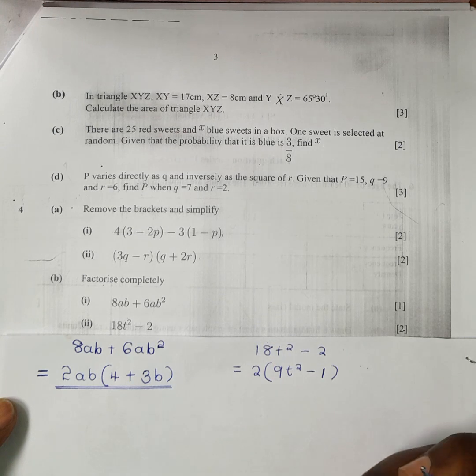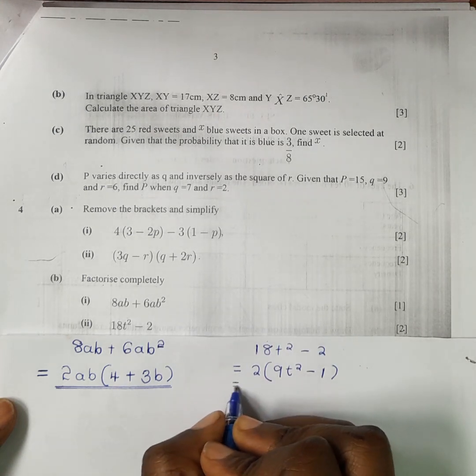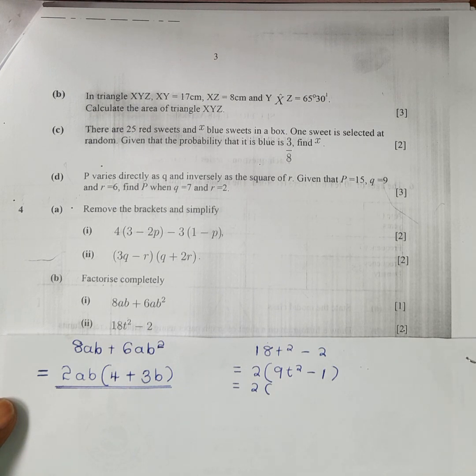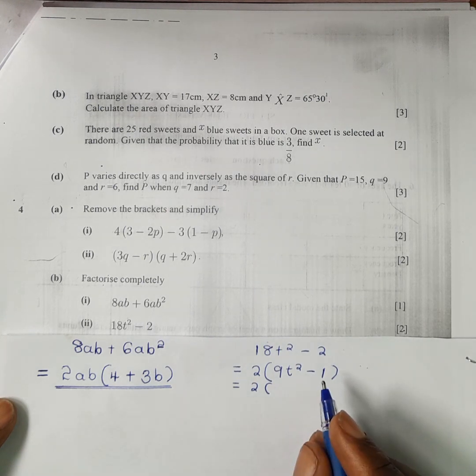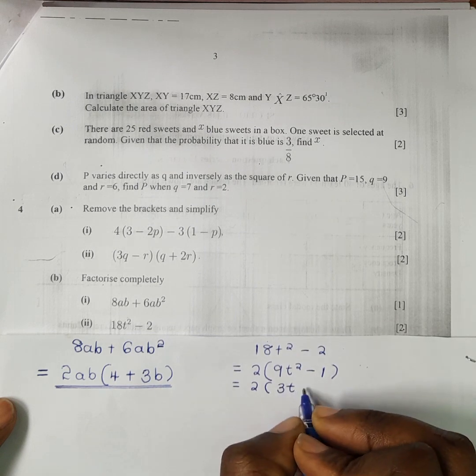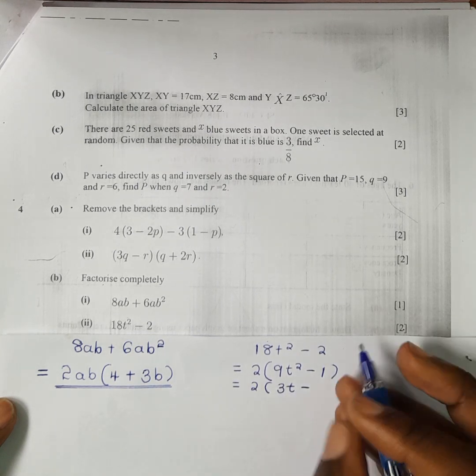And then we need to factorize 9t squared minus 1 further. It is a difference between two squares. So we are going to write 2. When factorizing the difference between two squares, we need to find the square root of each and every term inside the bracket. So we open the bracket, we write the square root of 9t squared, which is 3t, and we say minus the square root of 1, which is 1.